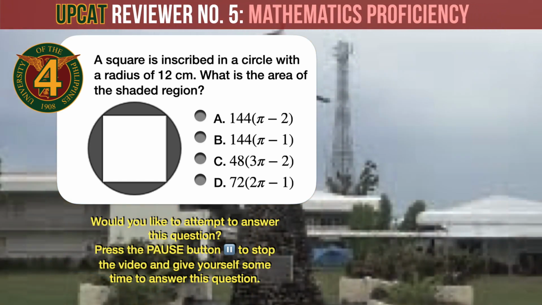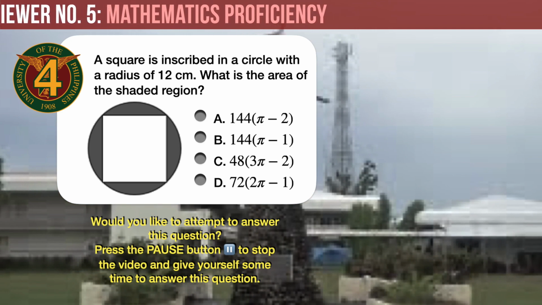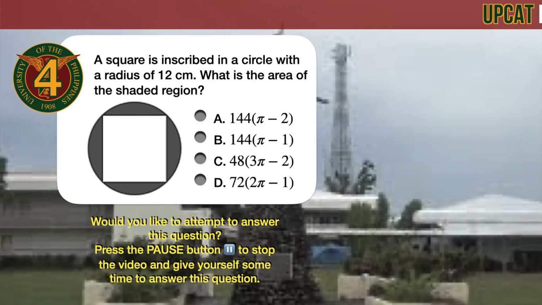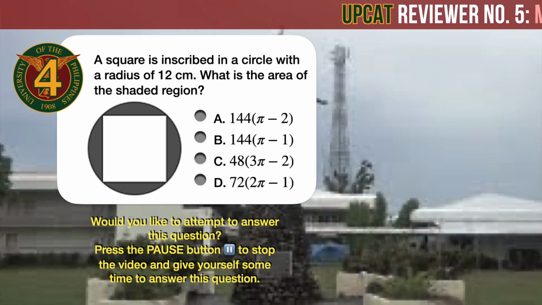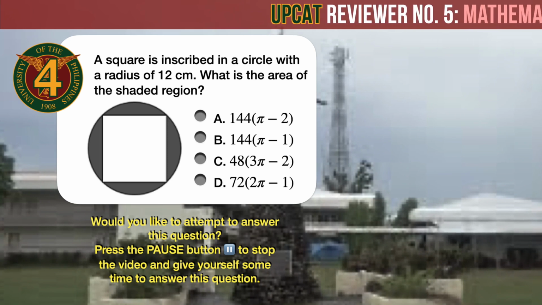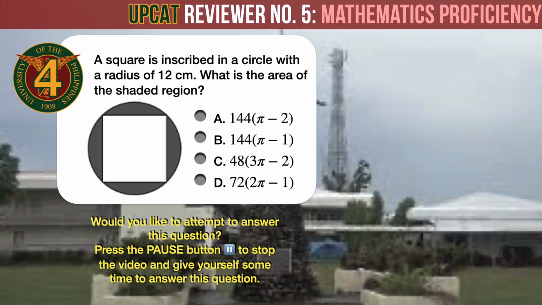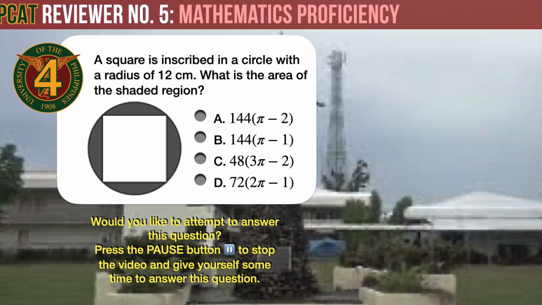Question number 4. A square is inscribed in a circle with a radius of 12 centimeters. What is the area of the shaded region? A. 144 times the quantity pi minus 2. B. 144 times the quantity pi minus 1. C. 48 times the quantity 3 pi minus 2. D. 72 times the quantity 2 pi minus 1.